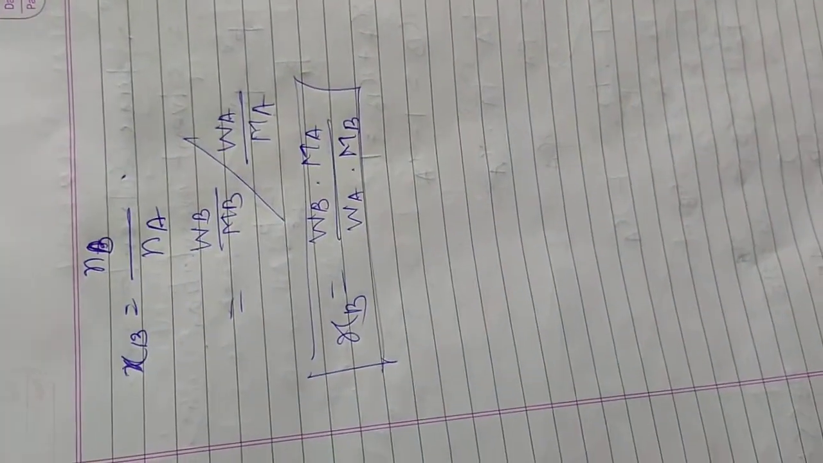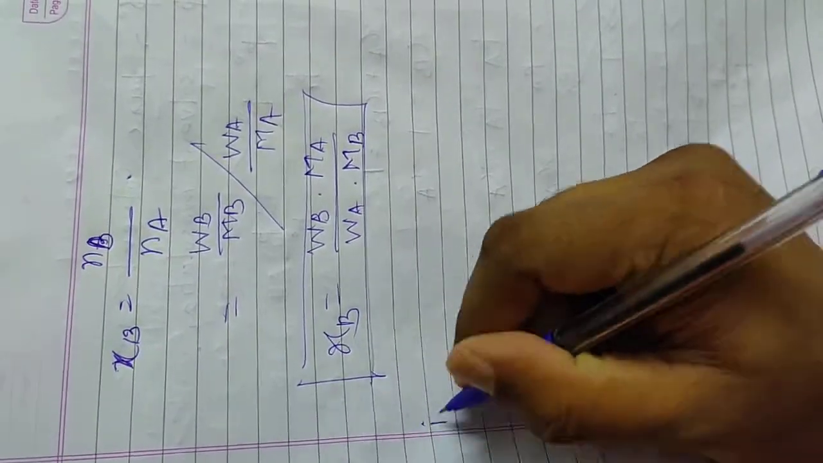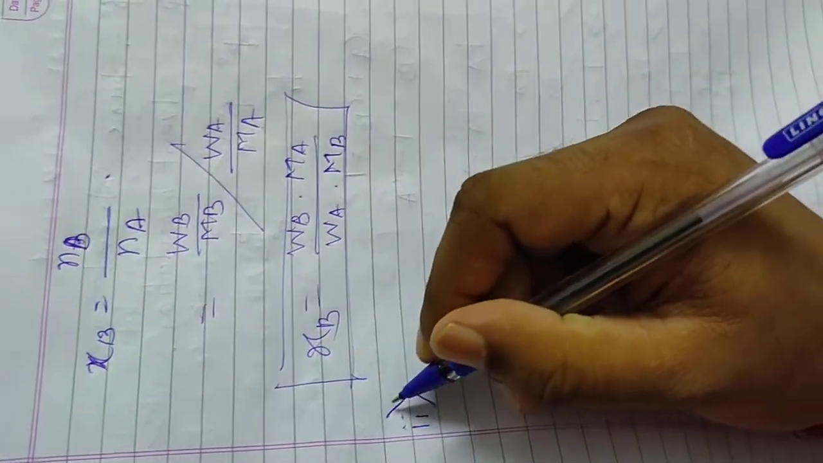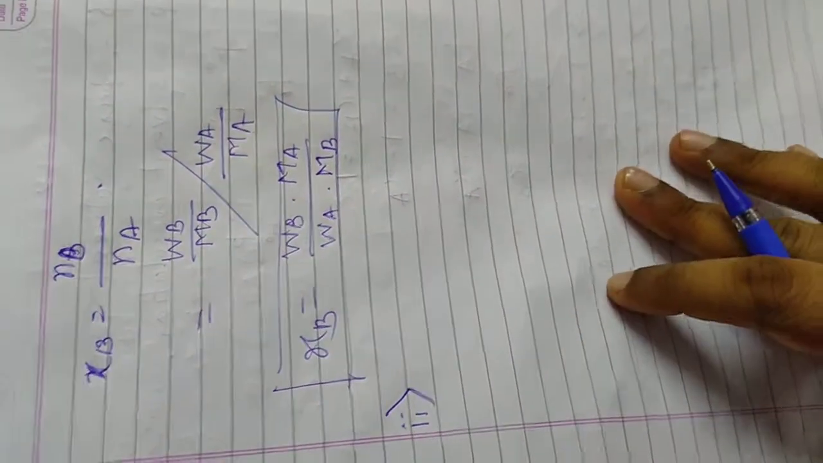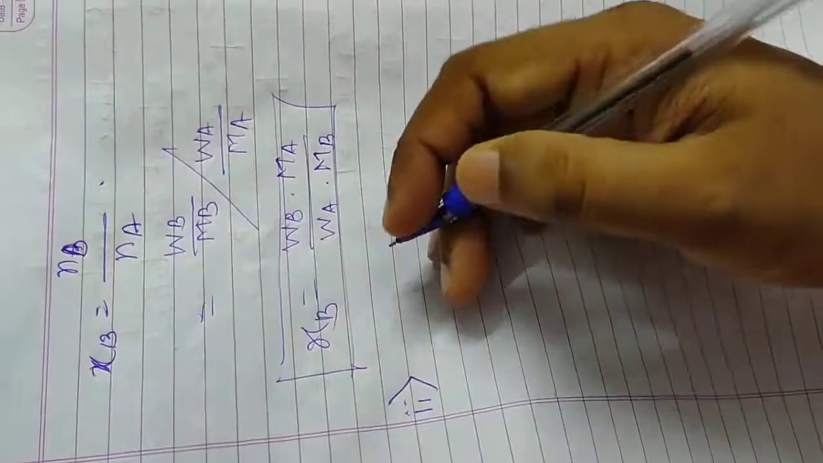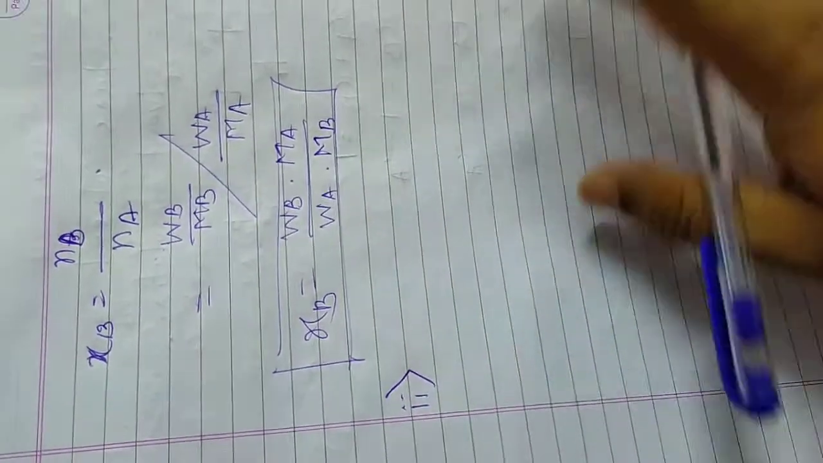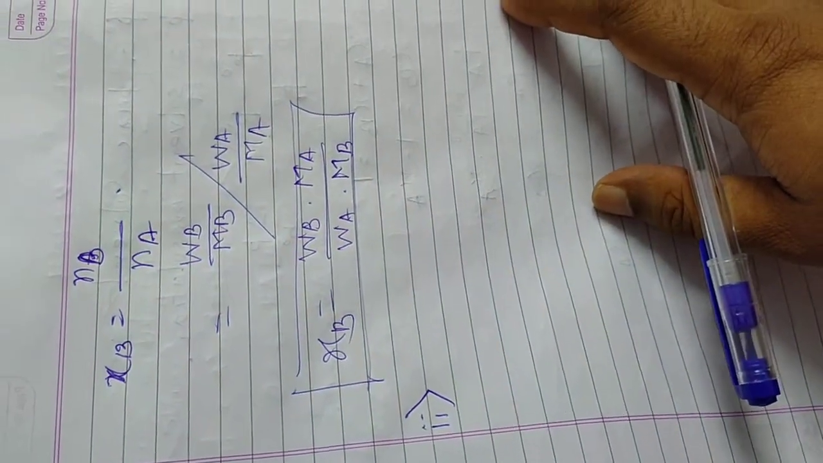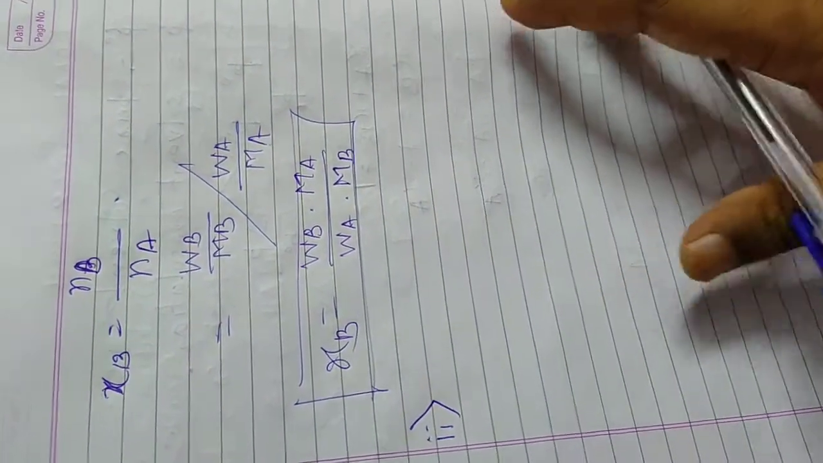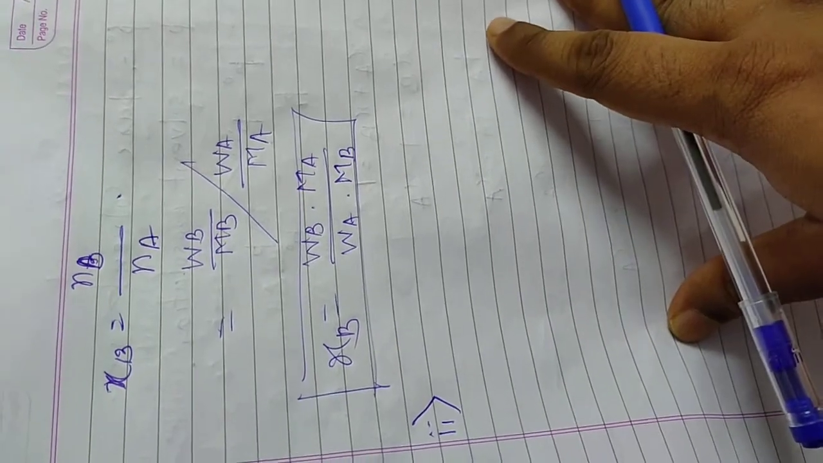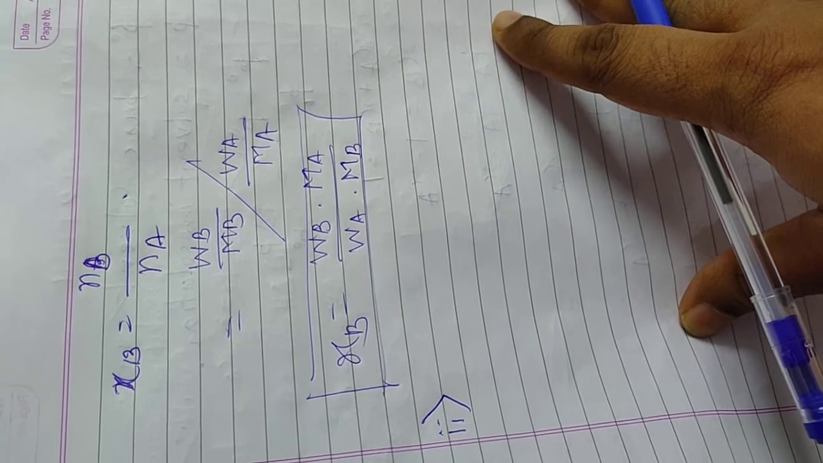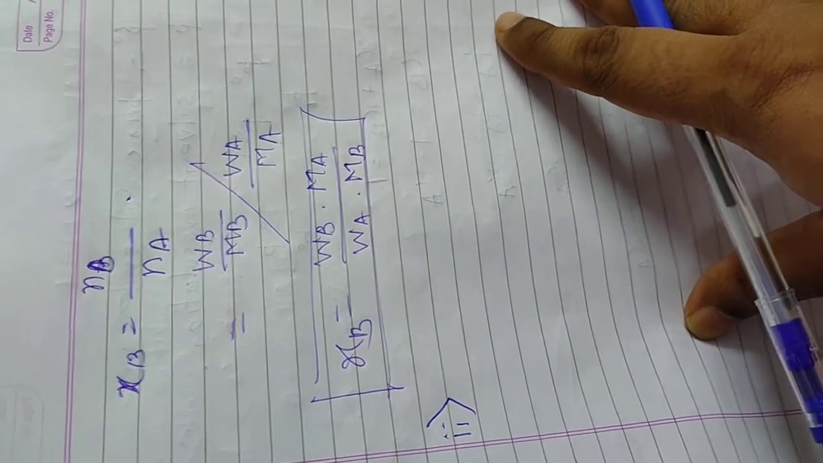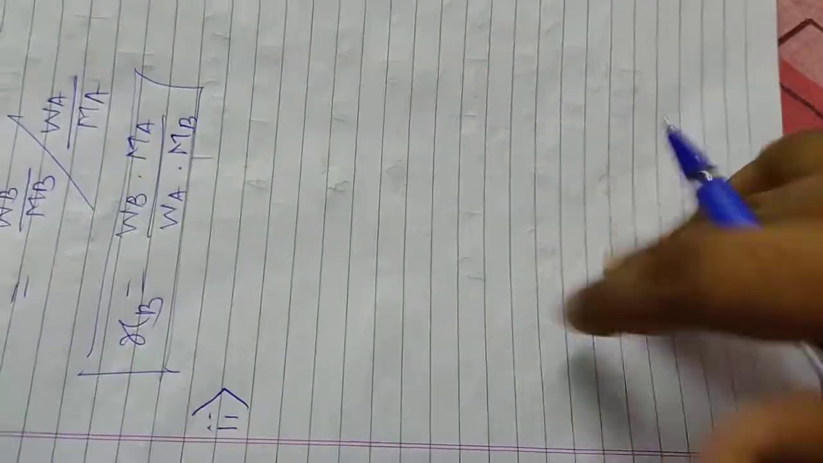Now number 2, elevation in boiling point. Boiling point of a liquid is the temperature at which its vapor pressure becomes equal to the atmospheric pressure. As the vapor pressure of a solution containing a non-volatile solute is lower than that of the pure solvent, its boiling point will be higher than that of the pure solvent, as shown in the figure.